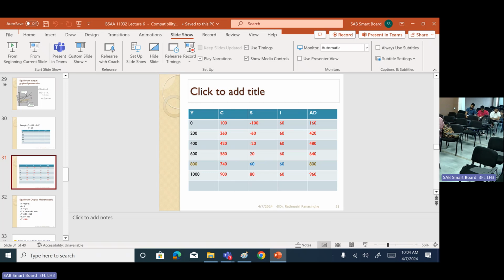According to the Keynesian approach, this is the aggregate demand, and this is the aggregate supply.